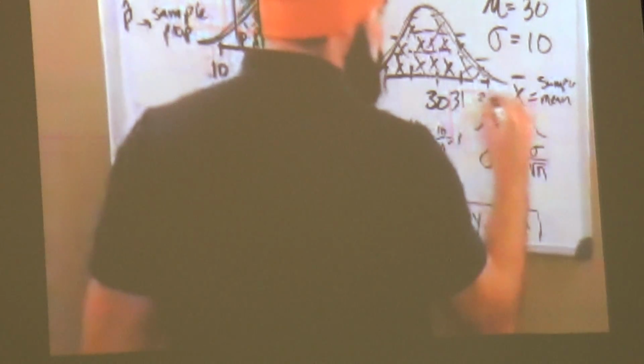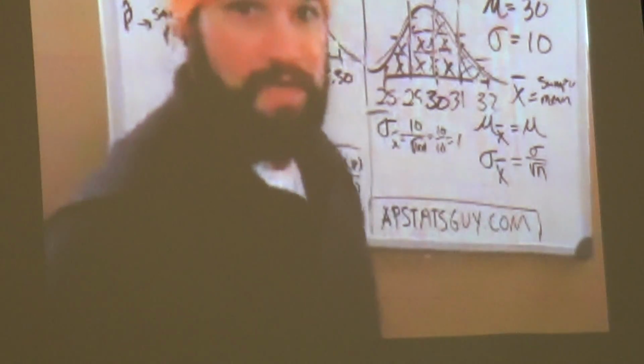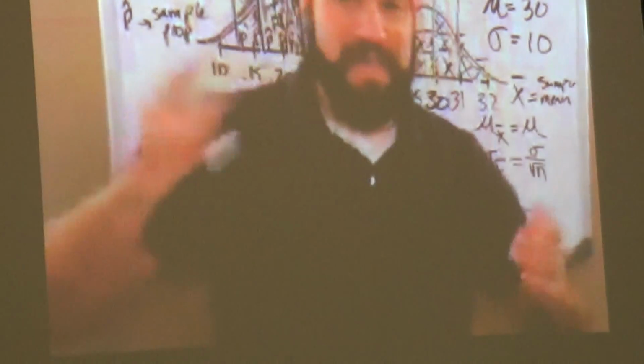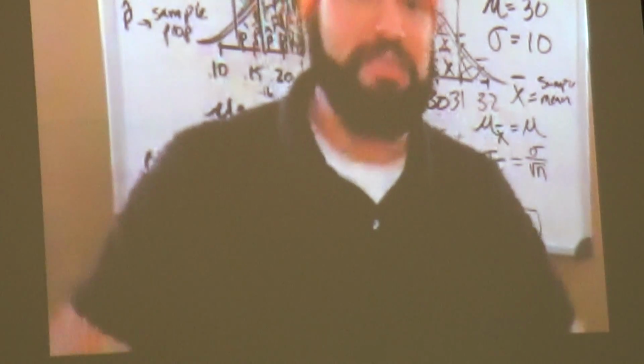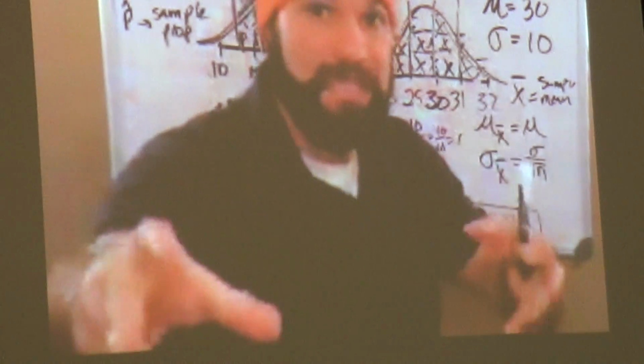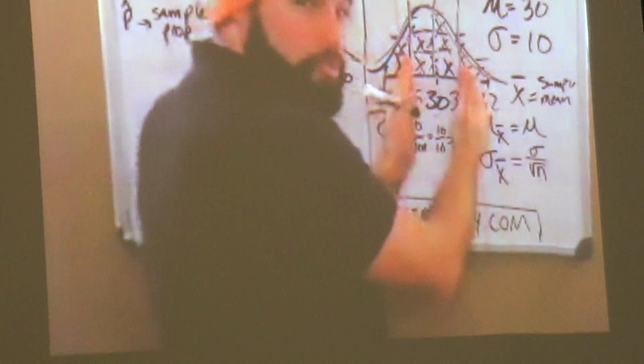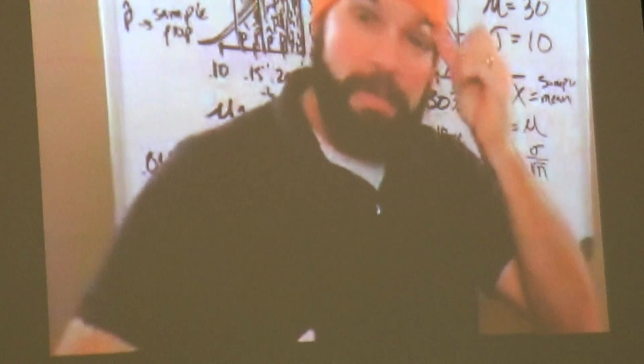So 31, 32, 29, 28. If I go up one standard deviation and down one standard deviation, 68% of my x-bars fall in there. Remember, I'm taking a sample, calculating an x-bar, putting it here, taking another sample, calculating an x-bar, putting it there. This pile of x-bars is a sampling distribution. I didn't get it from one sample, I got it from sampling and sampling and sampling. 68% within one standard deviation, 95% within two, 99.7% within three, approximately normal.